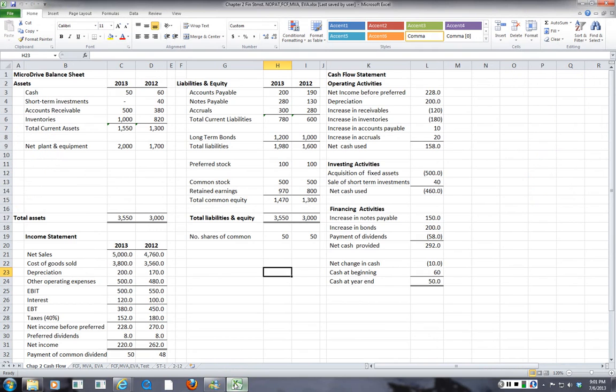Well, to kick off this quarter's session in MBA540, I thought we'd go through this cash flow statement, I mean, develop a cash flow statement. But before I do that, I'd like you to look over the balance sheet for MicroDrive for 2013 and 2012. You can see here's the assets side, here's the liabilities, and the preferred stock and the common stock.